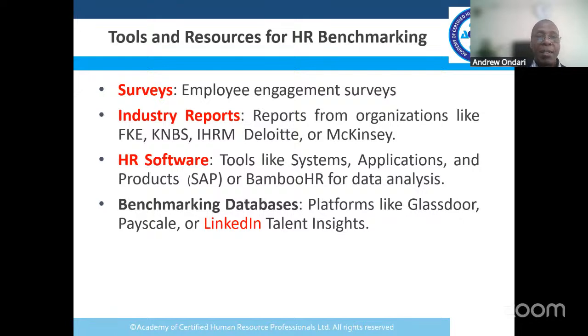The other tool is HR software. We have various types of software, like the one I've mentioned there, that is the SAP, System Applications and Products, which is a very common tool or software that we can use to analyze the performance of the HR functions. Or Bamboo HR, this is another software which is used to conduct data analysis.